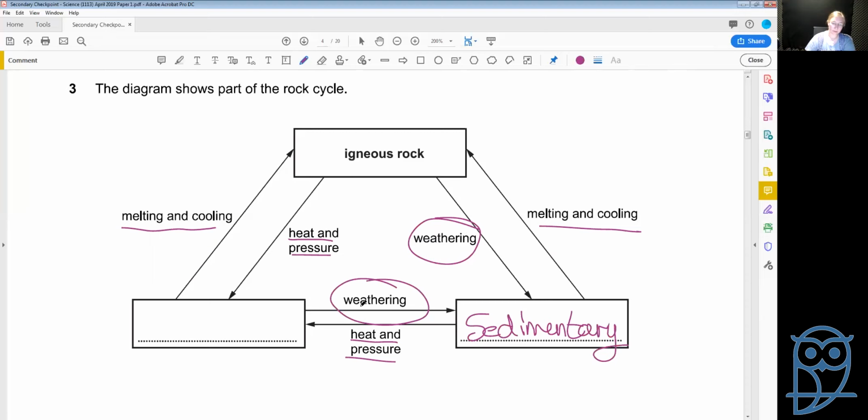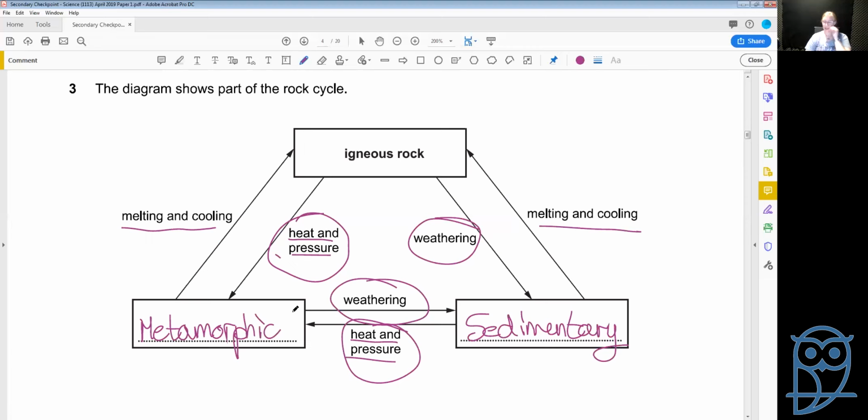And that means that the other side, this heat and pressure, see here we have heat and pressure, and here we have heat and pressure. So heat and pressure changes another kind of rock into what is known as a metamorphic rock. Metamorphic literally means a rock that has changed.